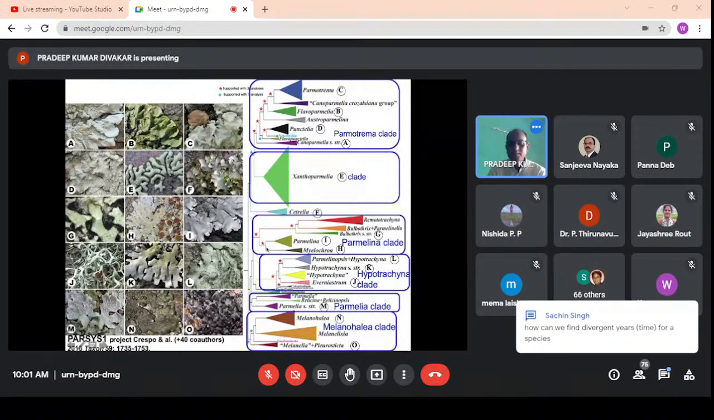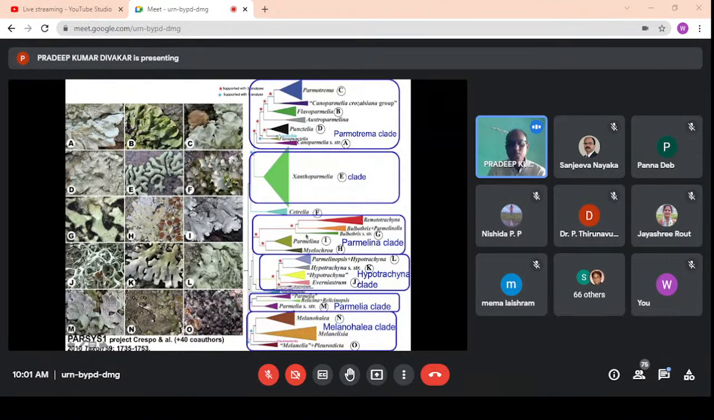Then the Parmelina clade. In Parmelina, we had Remototrachyna, Volvoparmelia, Parmelina. We had the Hypotrachyna clade here, also strongly supported. Then we had even Neofuscelia, the old name, but now all are synonyms. Then we had the Parmelia clade that included Parmelia, Relicina, and then Parmelia substructa. We had the Melanohalea clade that included Melanohalea, Melanelixia, and Montanelia in the groups.